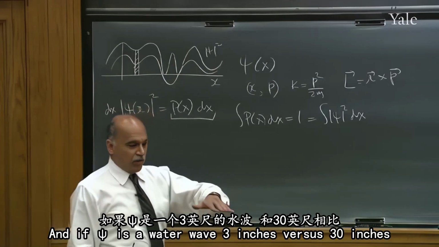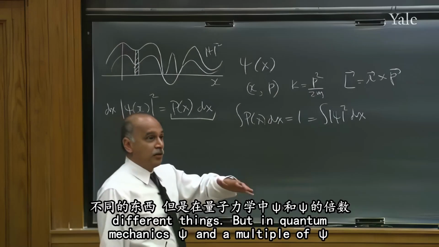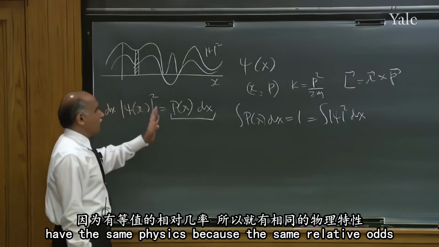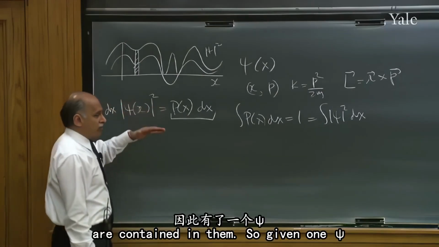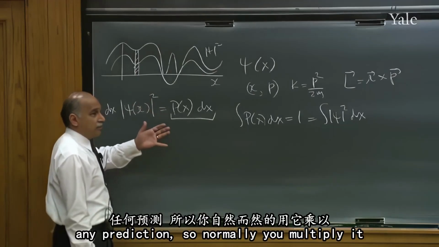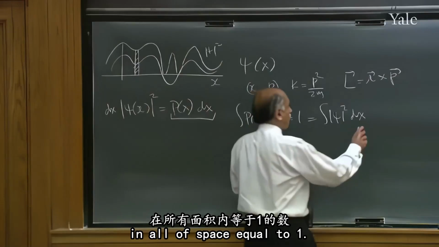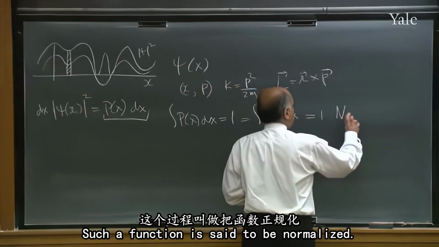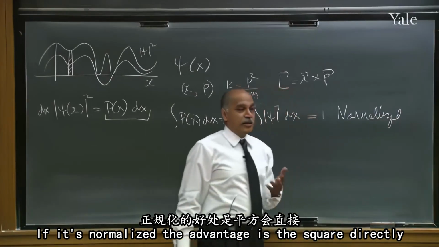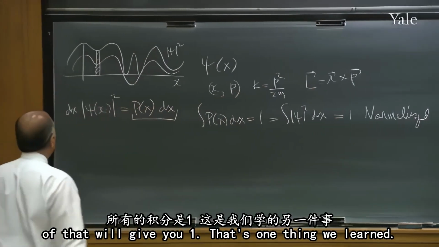If psi is a water wave, 3 inches versus 30 inches are not the same situation. They describe completely different things. But in quantum mechanics, psi and a multiple of psi have the same physics because the same relative odds are contained in them. So given one psi, you're free to multiply it by any number. In fact, real or complex, that doesn't change any prediction. So normally, you multiply it by that number which makes the square integral in all of space equal to 1. Such a function is said to be normalized. If it's normalized, the advantage is the square directly gives you the absolute probability density, and the integral of that will give you 1. That's one thing we learned.